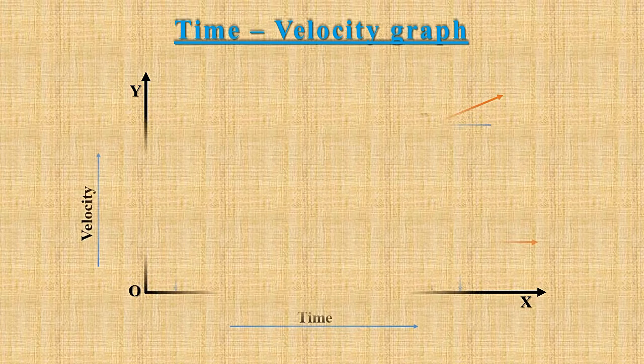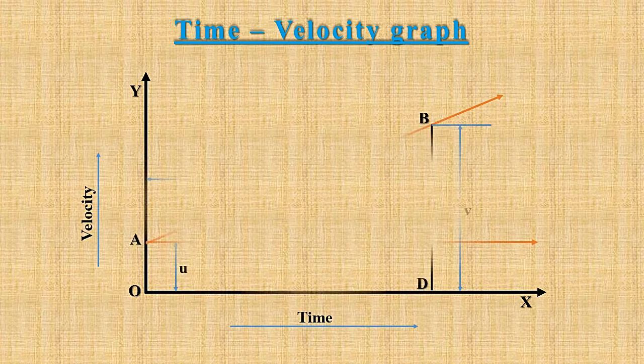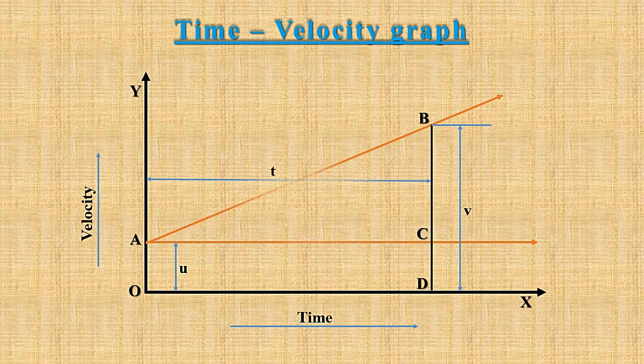Here is a time-velocity graph. Look at it carefully. Here is a body which has an initial velocity u, and its velocity changes uniformly.